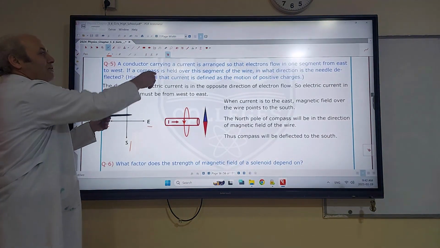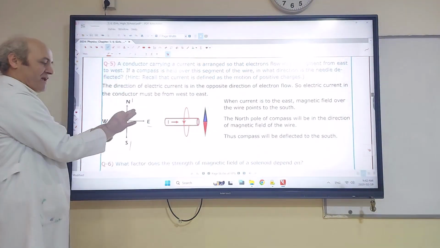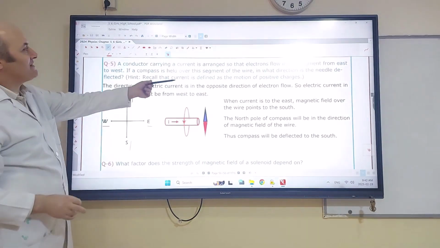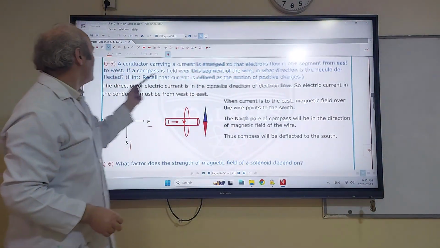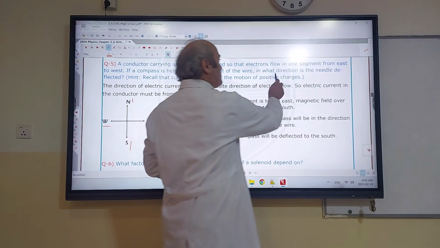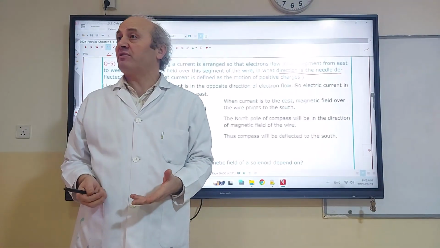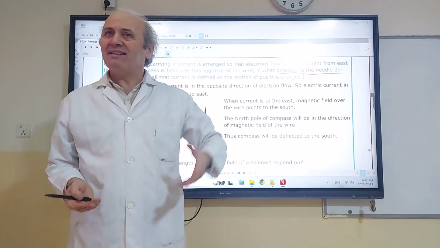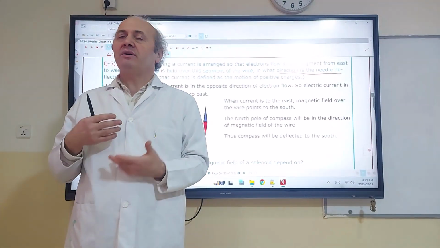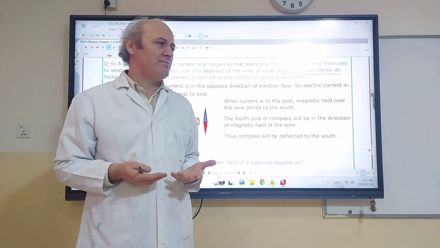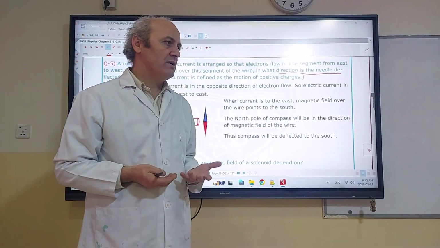And we are going to put a conductor along the east-west direction. If a compass is held above this segment of wire, in what direction is the needle deflected? The compass north pole always deflects in the direction of the magnetic field. So this question is indirectly asking what is the direction of the magnetic field over the wire.